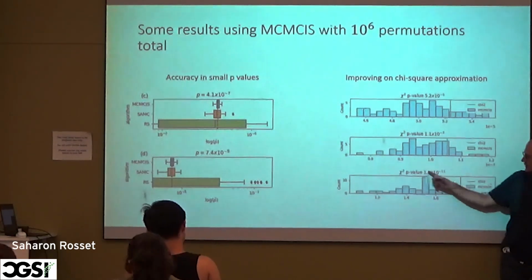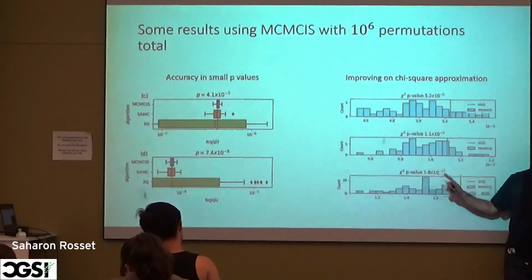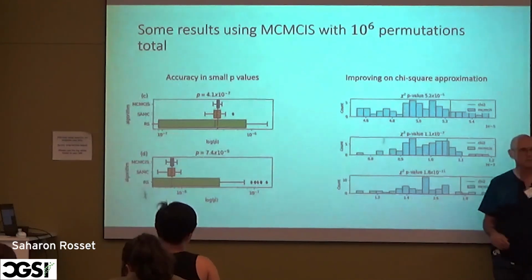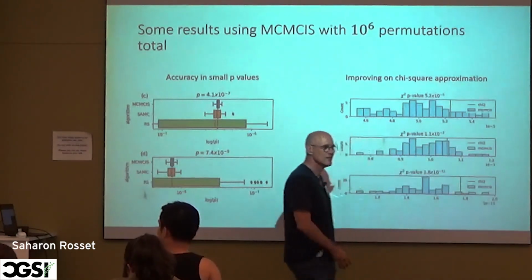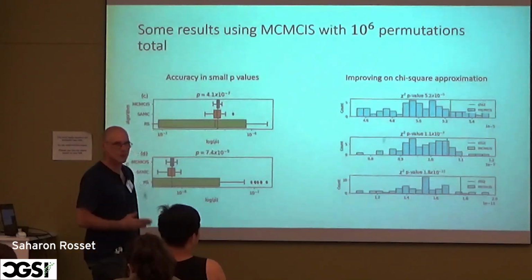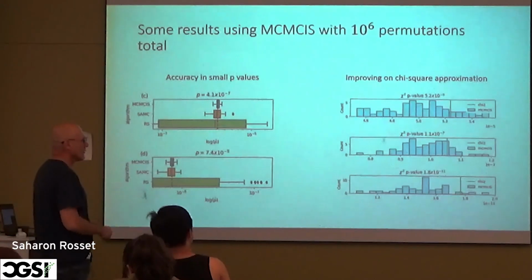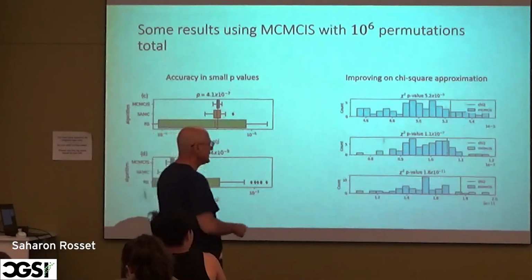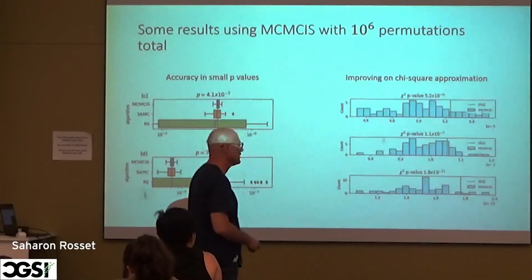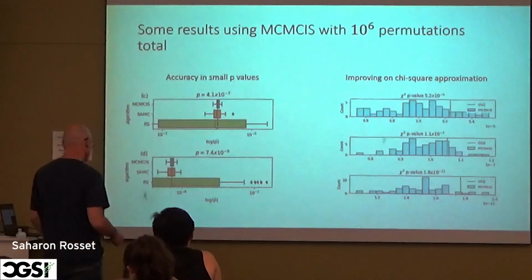Because then getting a less conservative, more accurate calculation would give us more discoveries, more papers, more Nobel Prizes, and that's what we care about, right? So that's a motivation why getting the exact permutation p-value can actually be beneficial.